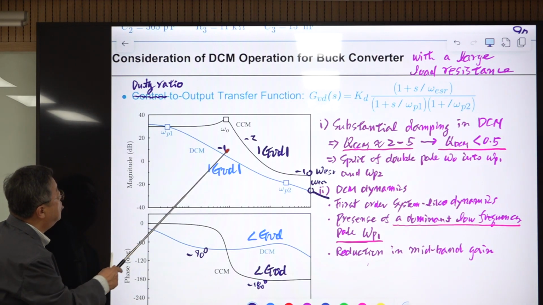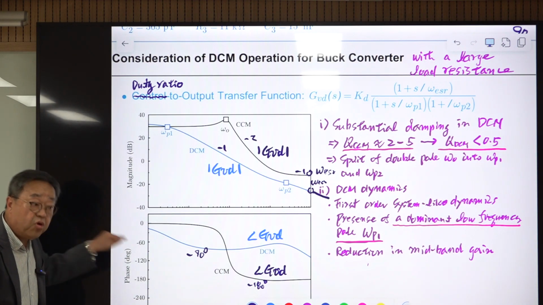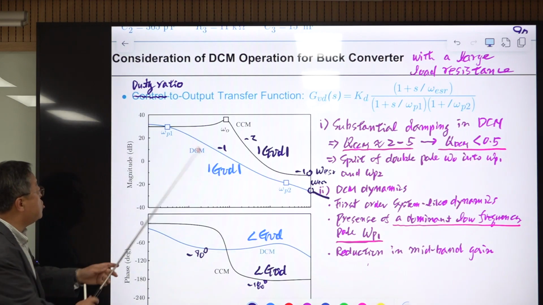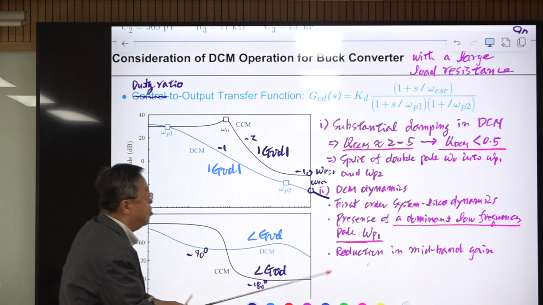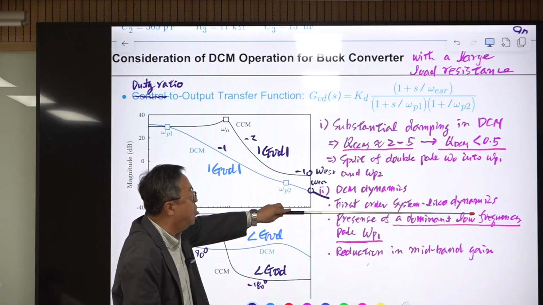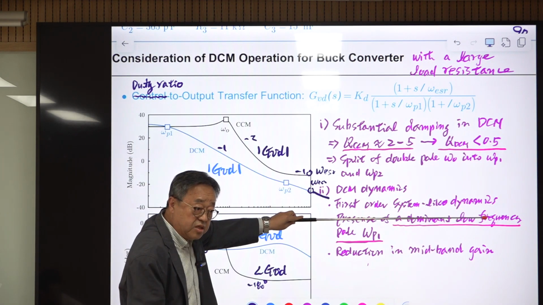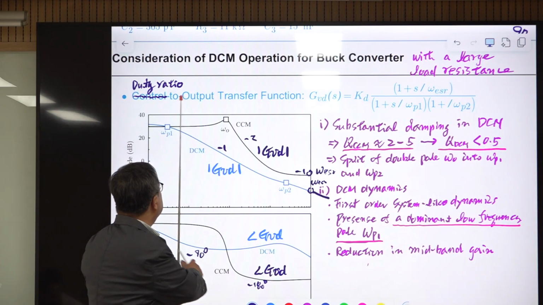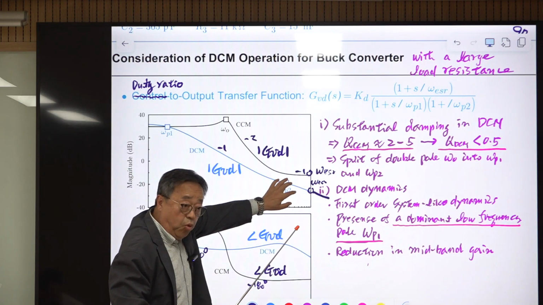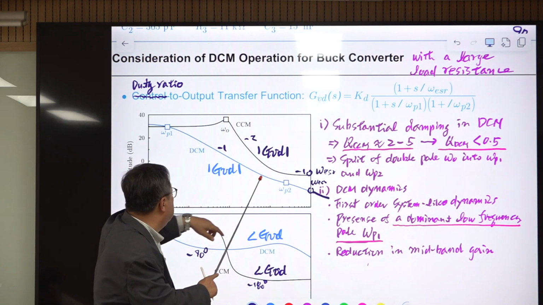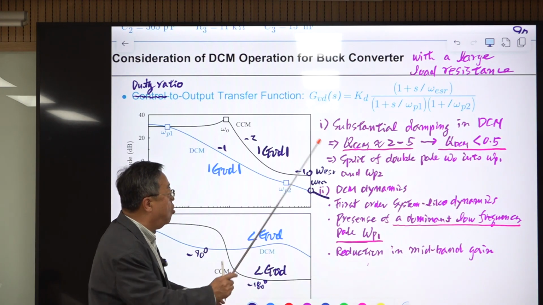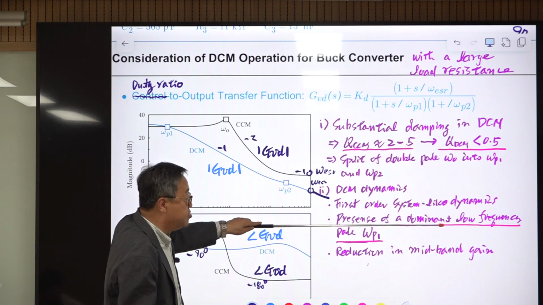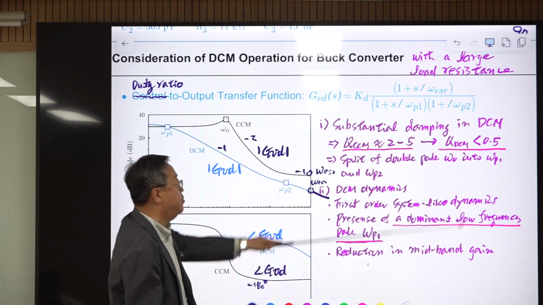So you have -1 slope. This is the first order characteristic. There is only a single pole up to this frequency band. Okay, so it is first order system like dynamics. This is not a first order system. There is another pole coming later, but in this region, characteristics are very similar to those of a first order system. So first order system like dynamics.